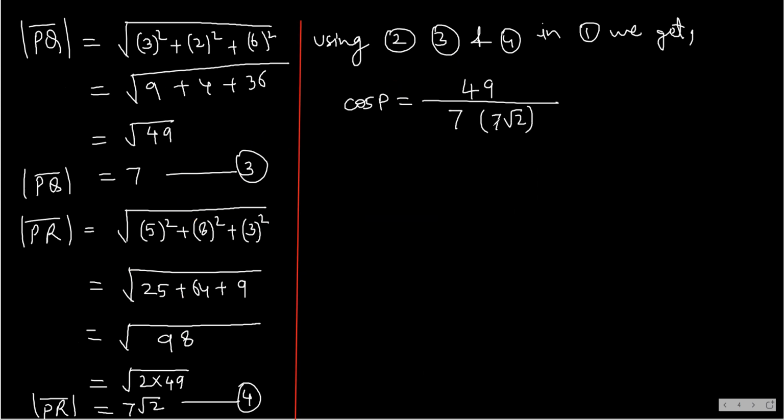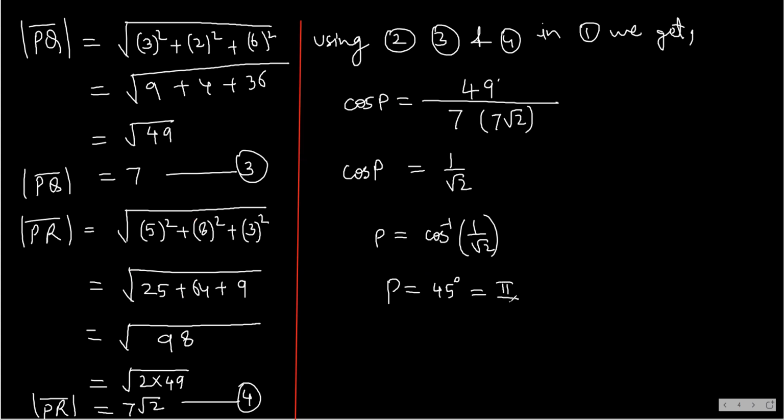Now you know 7 sevens are 49. So next step you get 1 upon root 2. Cos of P is 1 upon root 2. So P equals cos inverse of 1 by root 2. So P equals 45 degrees, or you can write pi by 4. This is the angle between the two vectors. That is, this is angle P. We have found angle P.